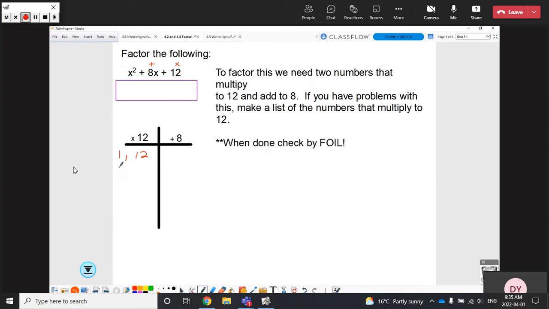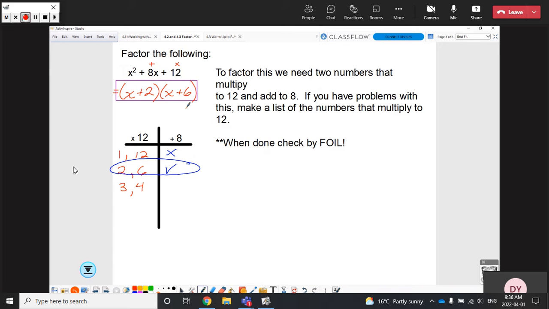So 1 and 12, 2 and 6, 3 and 4, and the next would be 6 and 2 and so on. So which one of these add to 8? It's not this one. This adds to 13. This is the one that adds to 8. This is the one we want, the 2 and the 6. So we could do long factoring, but instead of that, we're just going to say, okay, equals x plus 2 and then x plus 6. Isn't that great? It saves so much time. It does. Now, let's check.